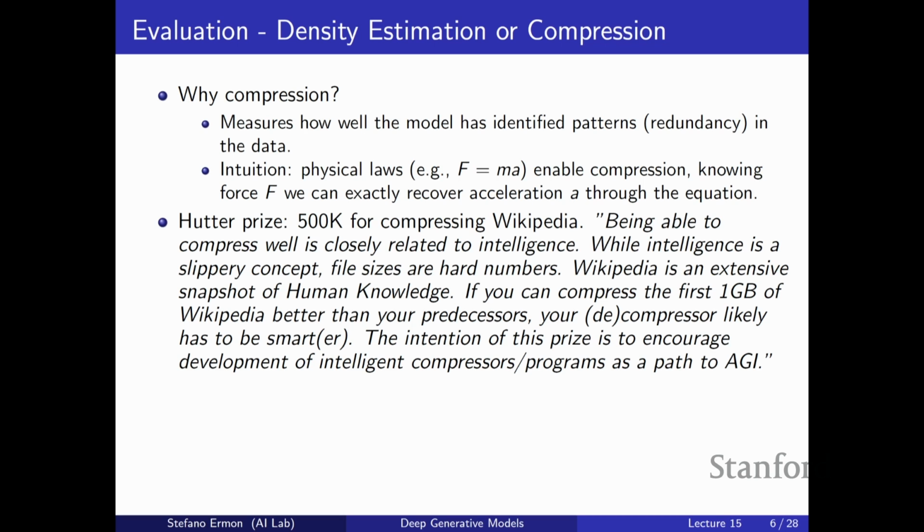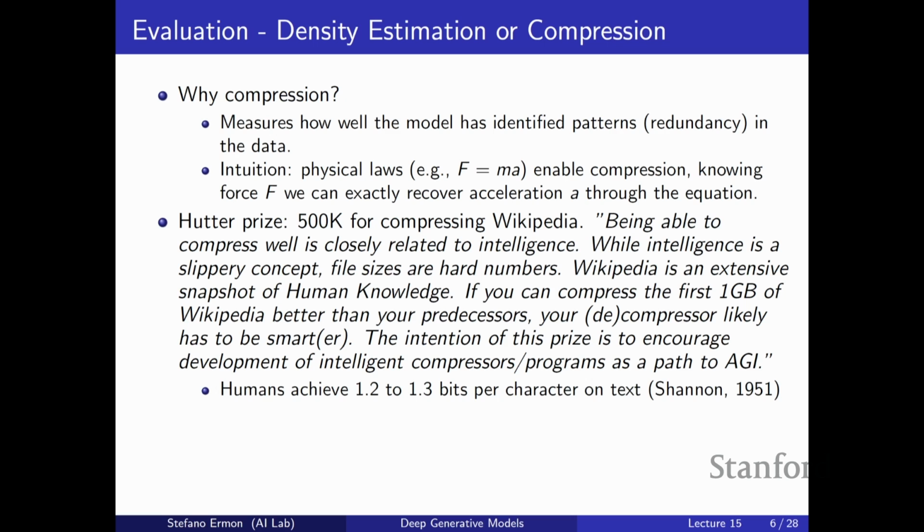And the quote from the prize website is, being able to compress is closely related to intelligence. While intelligence is a slippery concept, file sizes are hard numbers. Wikipedia is an extensive snapshot of human knowledge. If you can compress Wikipedia better than the predecessors, your decompressor is likely going to be smarter, basically. And the whole idea behind this prize is to basically encourage the development of intelligent compressors as a path towards achieving AGI. So the hypothesis here is that if you can really compress Wikipedia very well, then you must achieve a very high level of intelligence.